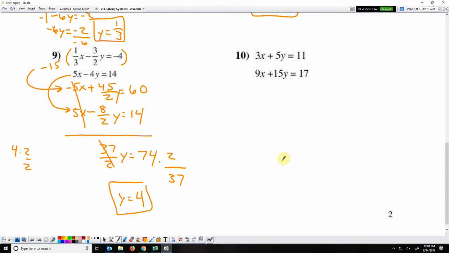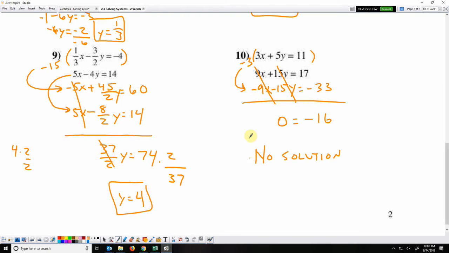And our last one, I could eliminate the x's by multiplying by a negative 3. So I get negative 9x and negative 15y and negative 33. And now my x's have canceled, but so have my y's. So I get 0 equals negative 16. And that's not true, which means there is no solution.